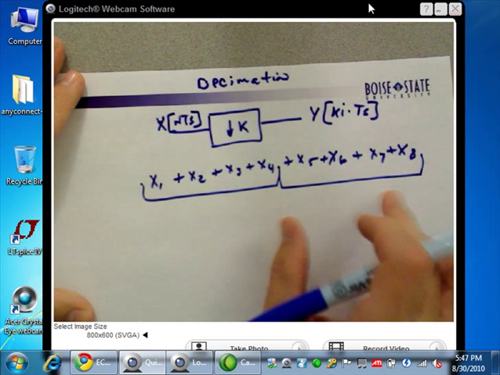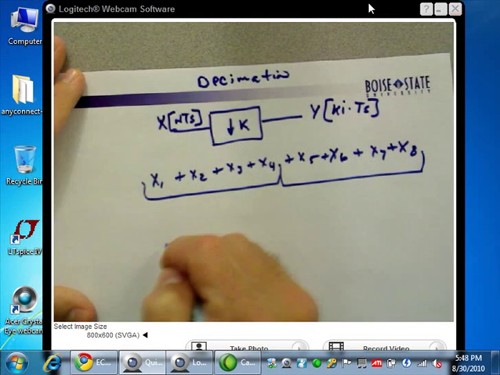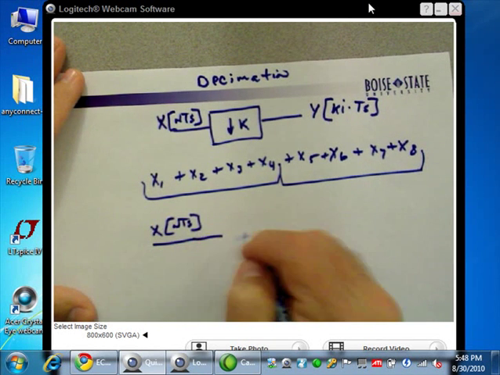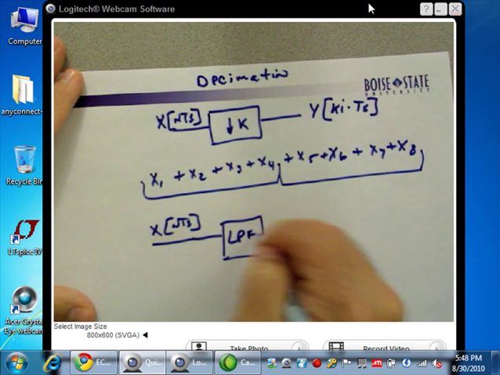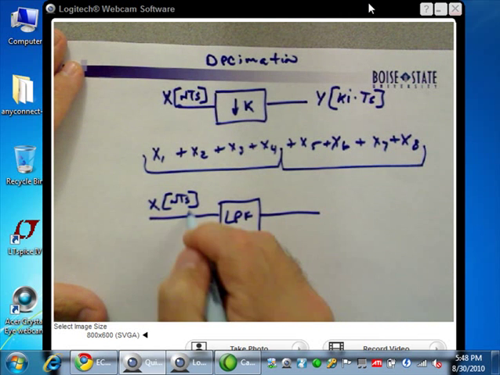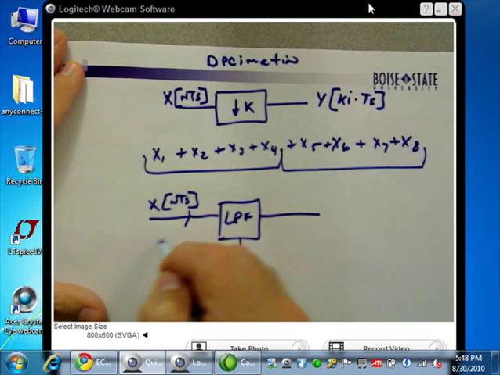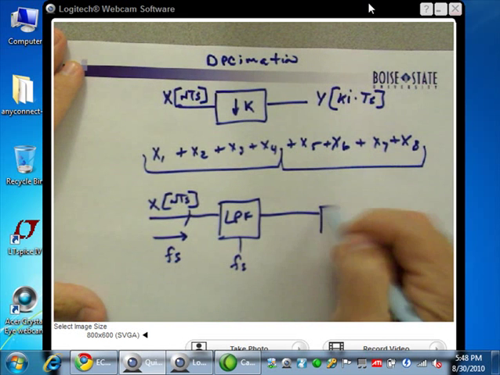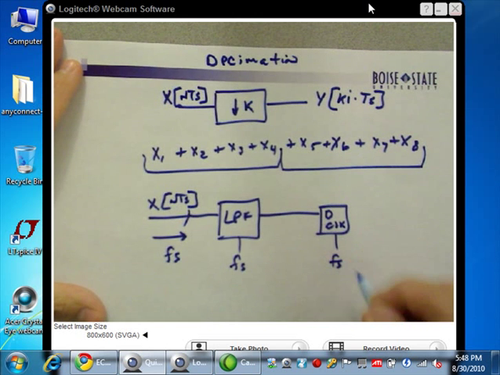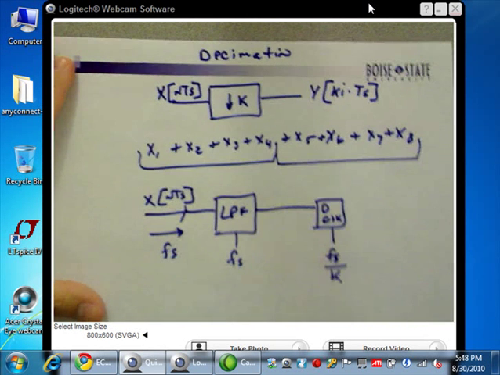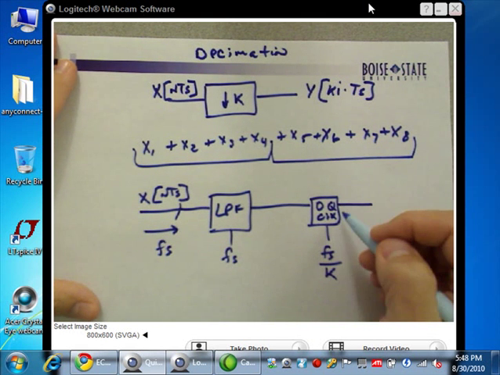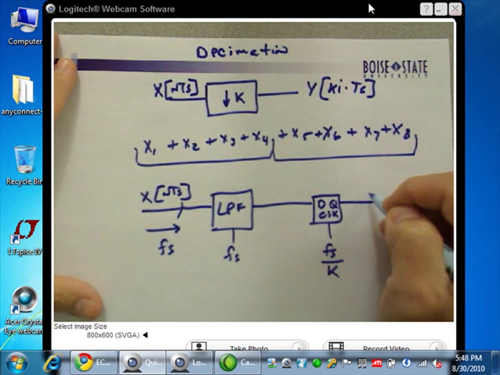Are there any questions about this? So the way I would do it, take my x of nTs, go into a low pass filter, a sinc filter for example, that we've already discussed. This data is coming in at f sub s. Then resample the data at f sub s over 4, or over k, and then my output q here, so I don't have to do multiplication, I just resample, is a decimated output.